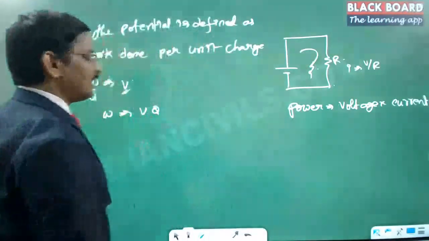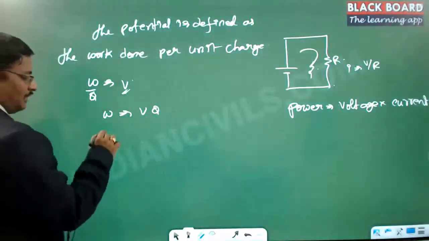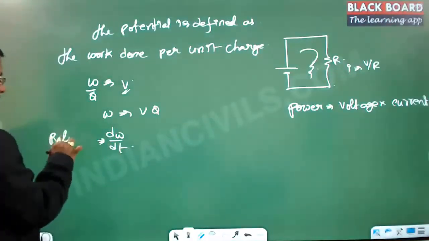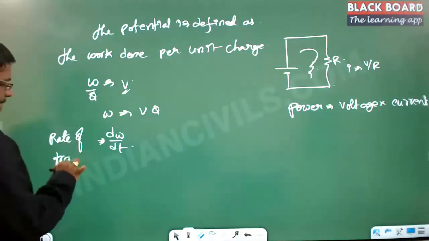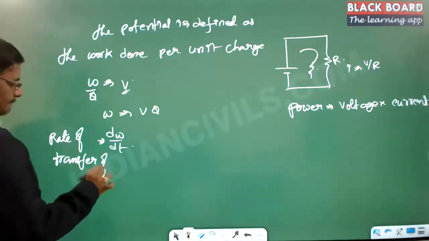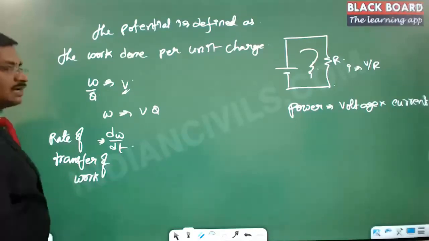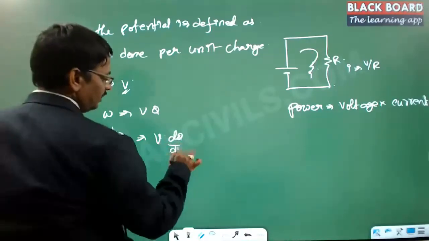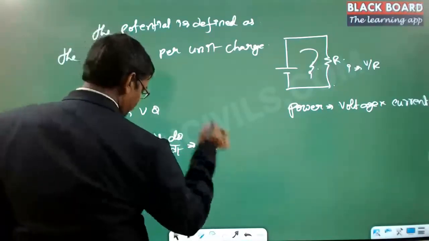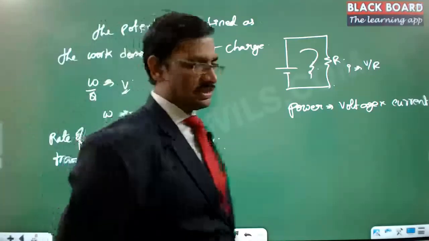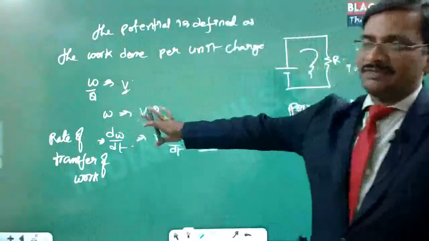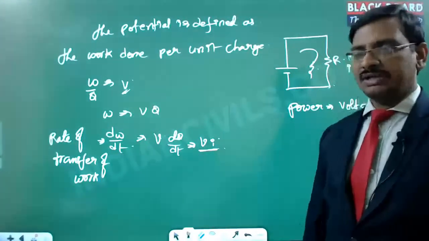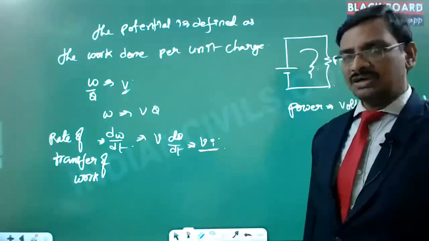Now when we want to calculate the power, power is dW by dt, the rate of transfer of work. For a constant voltage V, it is V into dq by dt, so V into I. This is the power we are going to calculate. Got it? So from the physics definition we got this value. V into I is the value of the power it is going to generate.